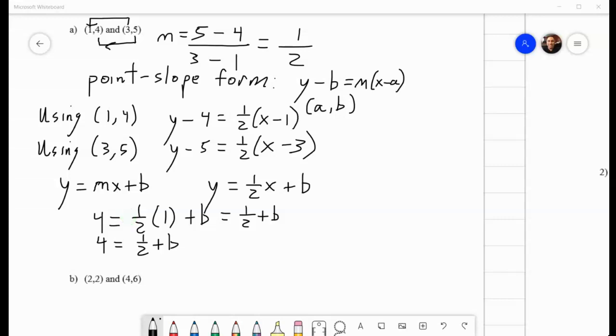Well, you can probably see what to do next. You're going to subtract, right? You subtract a half. Oh boy, running out of room. So we get b. 4 minus a half is 7 over 2. So we get 7 over 2 equals b. And so another one we get is y equals 1 over 2 times x plus 7 over 2. Again, you can see that is a little more work. I mean, that's right. But I know people usually like to use the slope-intercept form. Okay. Do you have any questions about this one?